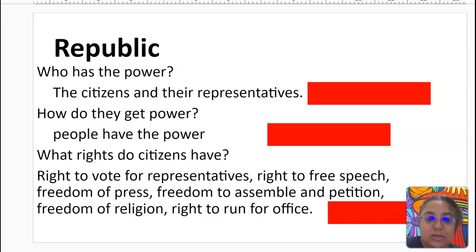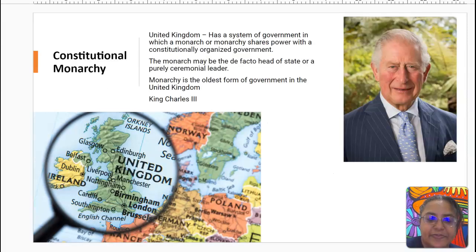What rights do citizens have? Rights to vote for representatives, right to free speech, freedom of press, freedom to assembly and petition, freedom of religion, right to run for office.